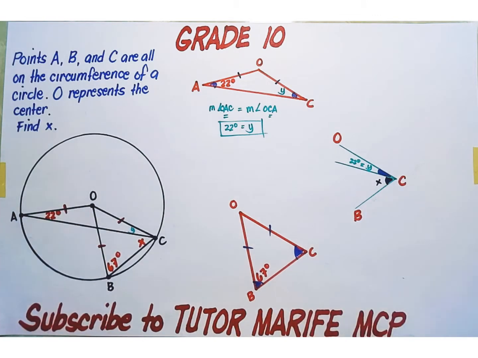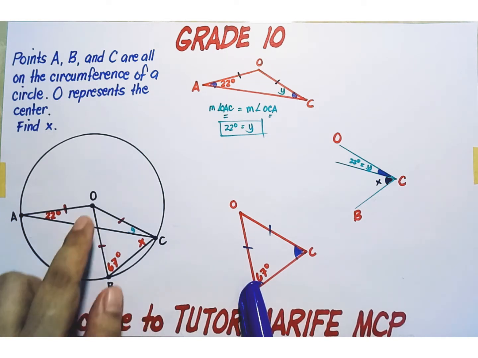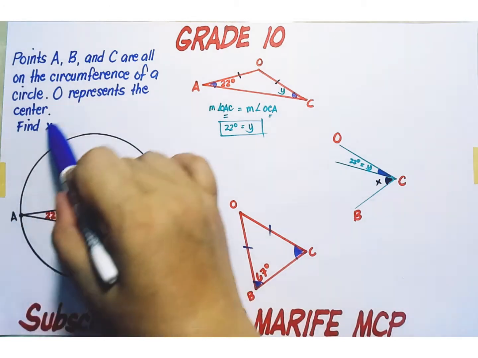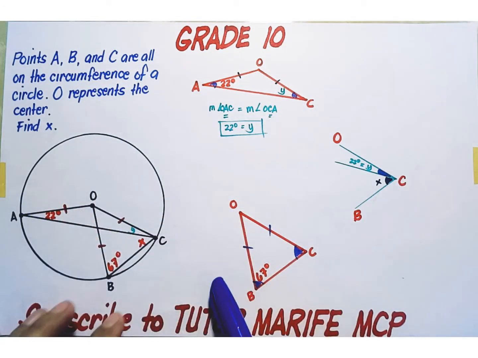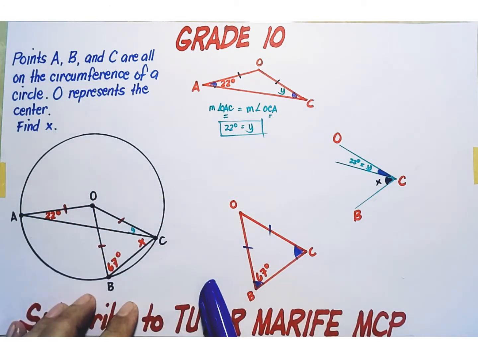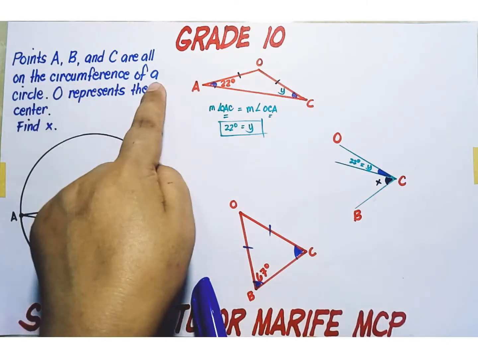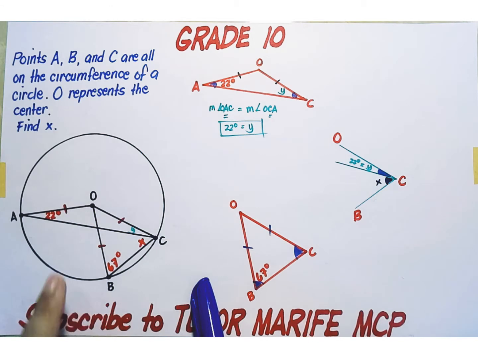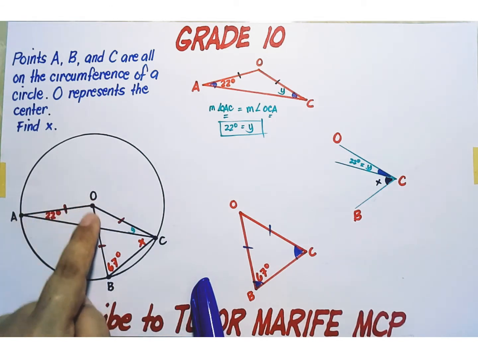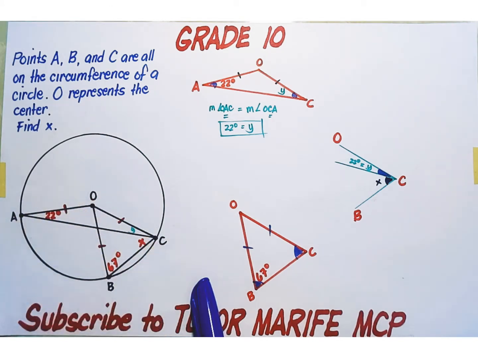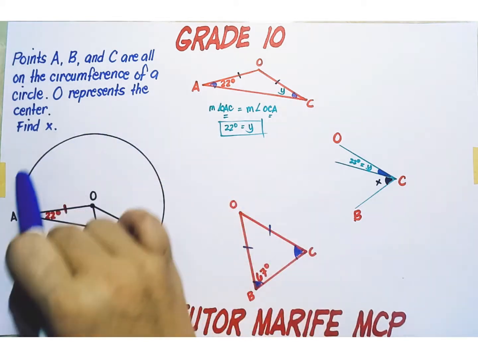First, let's define radius. By definition, a radius of a circle is a line segment joining the center of a circle and a point on the circumference of a circle. With reference to that definition and to this given statement, we can say that segments OA, OB, and OC are radii of this circle.